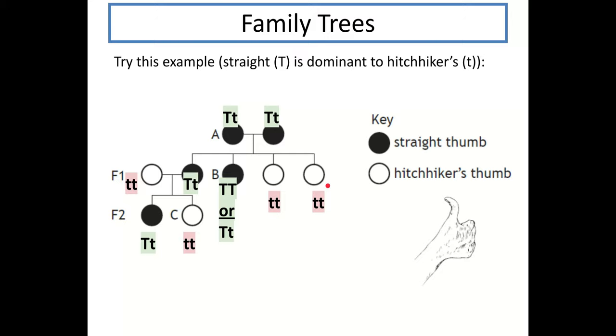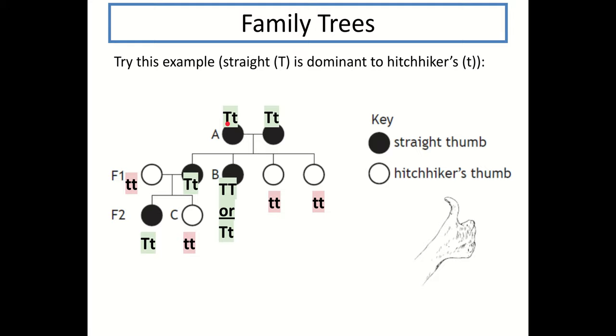So all of these ones are pretty simple. If we look at person A, for example, up here, they have four offspring. Although they have some that are mixed, they have some that are little t. If there are any that are little t, they must have got one little t from one parent and one little t from the other. So both parents have to have one little t.